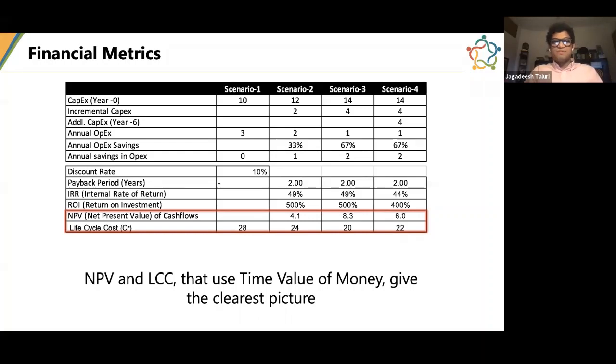And every expenditure comes with a certain amount of saving in the operational expenditure. There are fundamentally 4 or 5 methods people use. One of the most popular methods is the payback period. They say, okay, you're spending 2 crore rupees more in scenario 2, and my annual OpEx savings is 33%. Which means in 2 years, I would have saved enough to pay for the incremental capex. So that's how the payback period works. You've spent X amount of money, and the question is in how much time you recover that X amount through the potential savings.